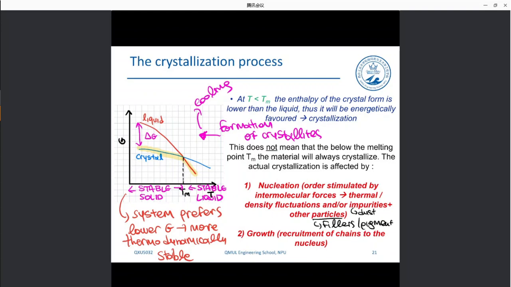And the second part of crystallization is the growth, where essentially after we have the nuclei, the nuclei attract chains, and we have recruitment of chains to the nucleus, and we have the formation of these ordered regions within the polymer.